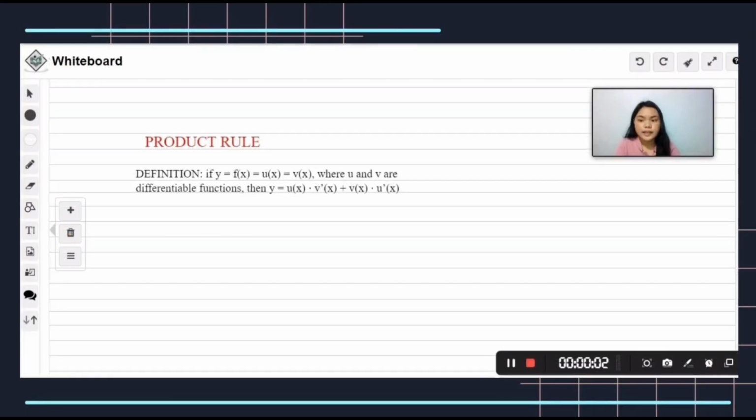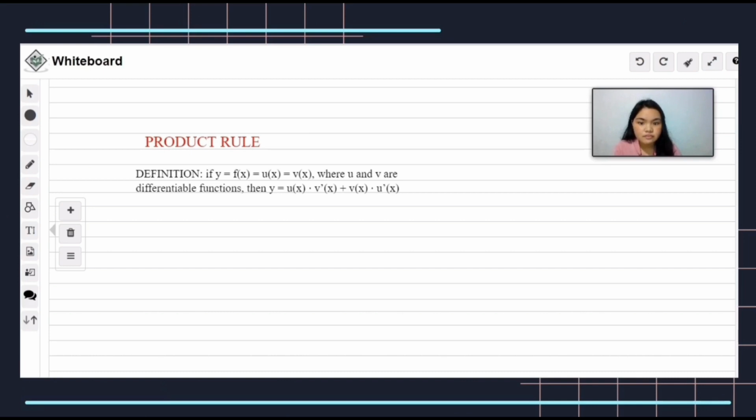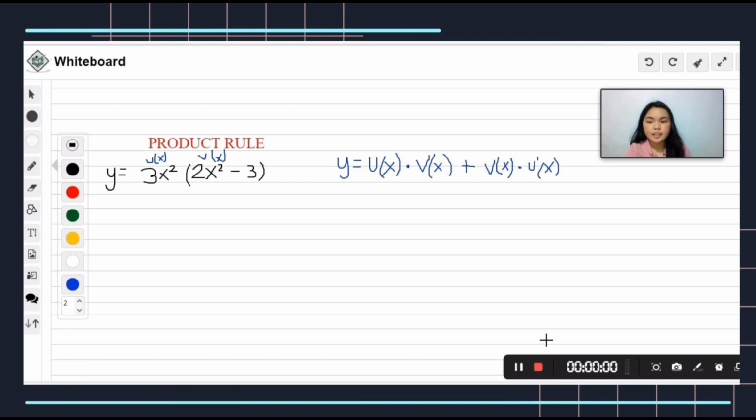The third rule that I will discuss is the product rule. The definition of product rule is if y is equals to f of x equals to u of x equals to v of x, where u and v are differentiable functions, then y is equals to u of x multiplied by the derivative of v of x plus v of x multiplied by the derivative of u of x. I have here the example of product rule, which is y is equals to 3x squared multiplied by 2x squared minus 3. We will use this formula that I mentioned earlier.